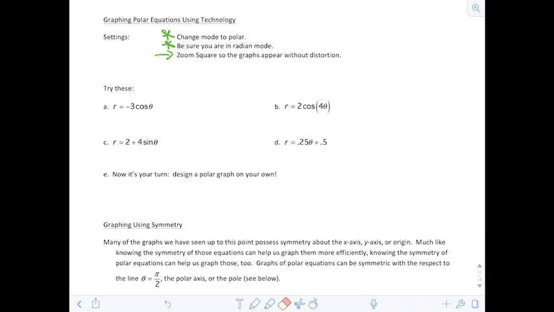So as you plug these in, r equaling negative 3 cos theta, r equaling 2 cos of 4 theta, 2 plus 4 sine theta, and 0.25 theta plus 0.5, I want you to go ahead and pause this video if you haven't done this already, and just graph these, see what they look like, and make a quick sketch of them.